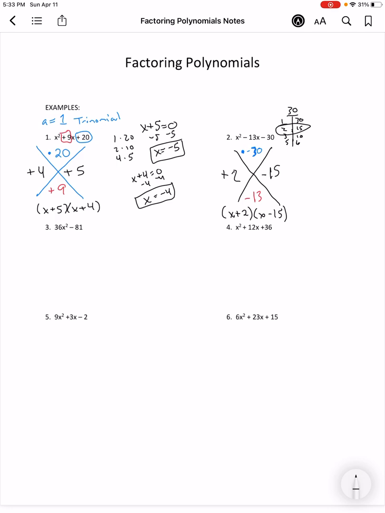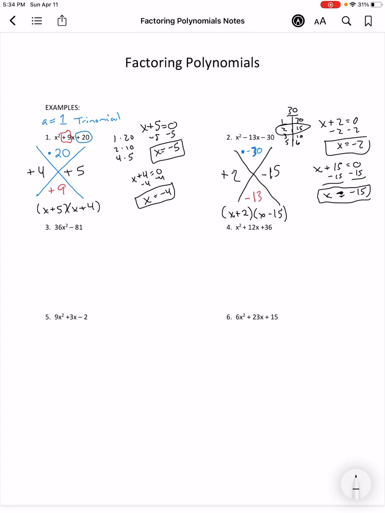And again, I can find those zeros by taking x plus 2 equals 0, subtracting 2, so x equals a negative 2. And then x plus 15 equals 0, subtract 15 from both sides. So then x equals a negative 15. So again, I can use that to find a couple of different things. So factoring comes in handy a couple of different ways.